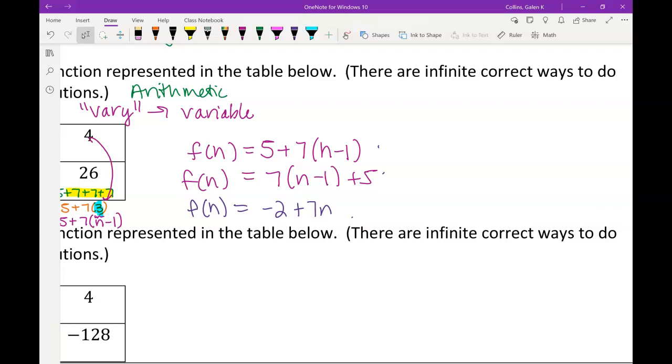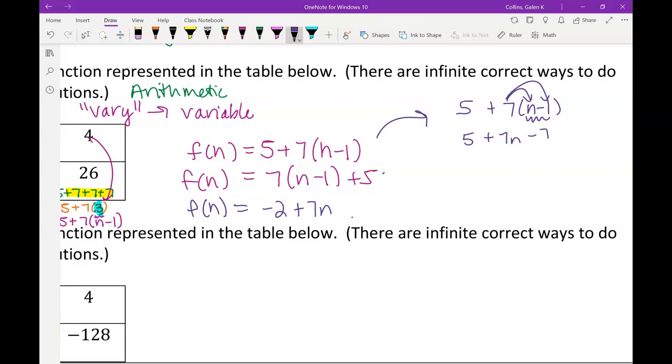Yes, they are. And you know how you can prove that to yourself? Distribute that 7. I'm just going to pop this expression over here and ditch the f of n equals for just a moment. What if I distribute the 7? I could distribute multiplication over addition or subtraction. I would get 7n minus 7.